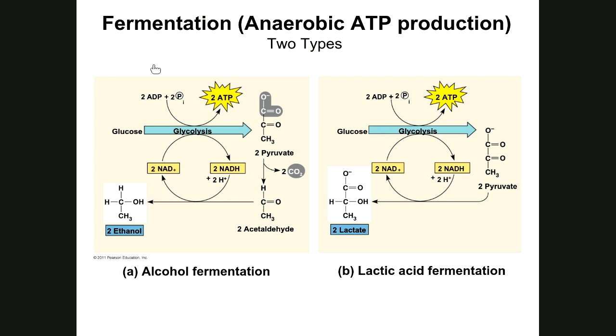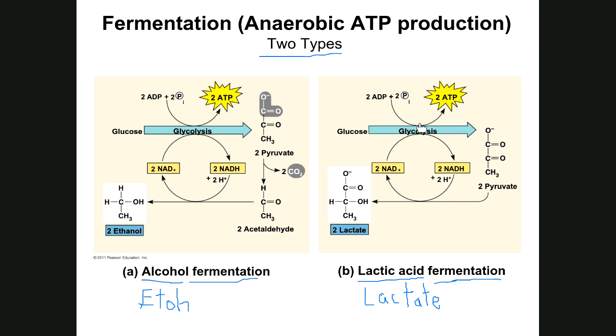Now, there are two types of fermentation: alcohol fermentation and lactic acid fermentation. Alcohol fermentation is also known as ethanol fermentation because that's the specific type of alcohol being produced, ETOH. I won't use the abbreviation on the test. I'll use alcohol or ethanol, but just to let you know. Lactic acid is sometimes called lactate. I try to use lactic acid fermentation because I feel like it sticks better. But these are two types of fermentation.